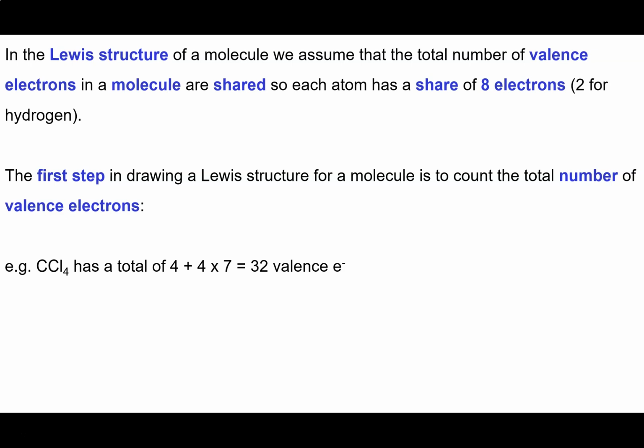So the very first step in drawing the Lewis structure of a molecule is to add up the total number of valence electrons available to form all of the bonds and lone pairs in the molecule. Now this is a fairly easy procedure because the number of valence electrons for a representative element is just equal to the group number. So the group number of carbon is 4A and the group number of chlorine is 7A.